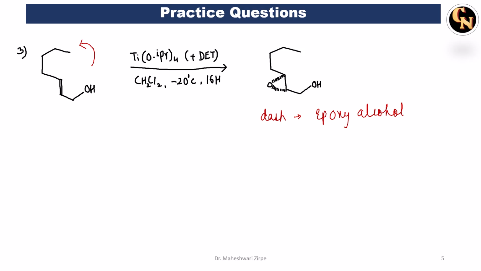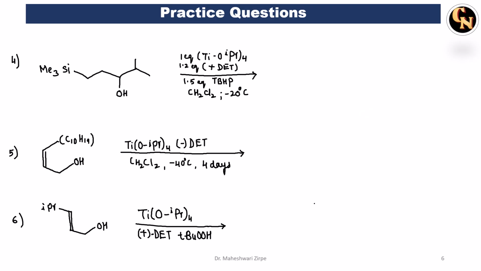Now let us go to the next one. So let us see this. You can find here the double bond, and this is your allylic alcohol. Now let me rotate it clockwise, anti-clockwise, and what you are going to get? Just try to see where the OH will go after rotating. You will find that the OH will be on the left hand side again.